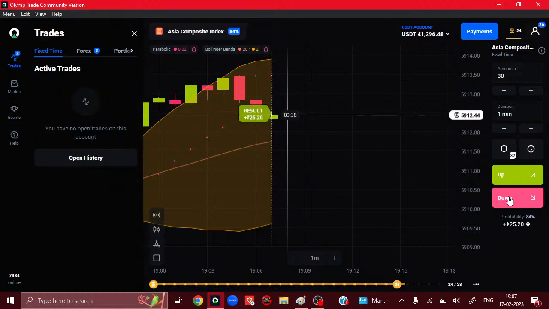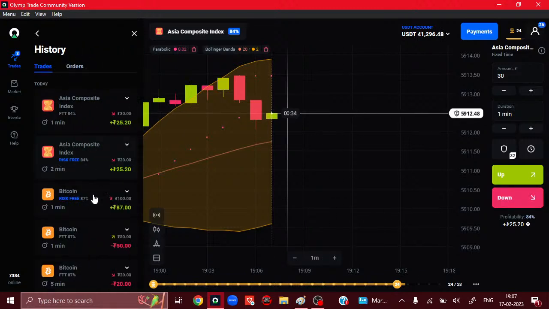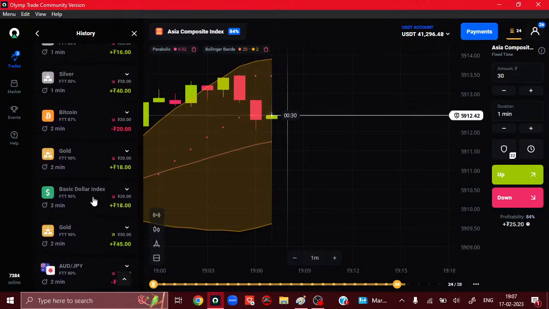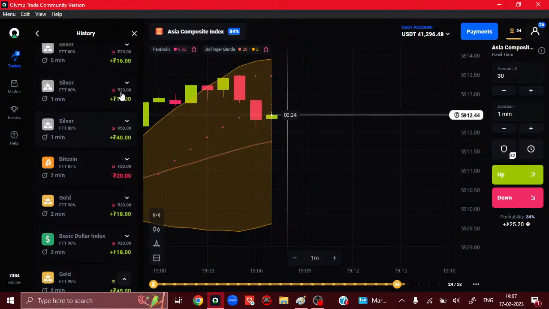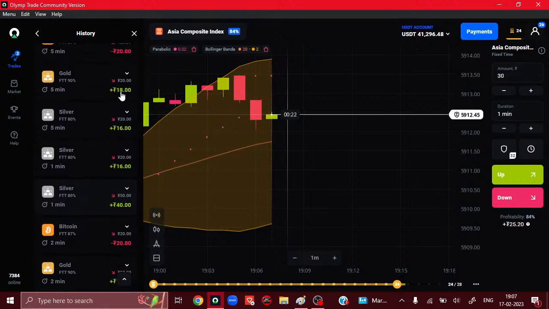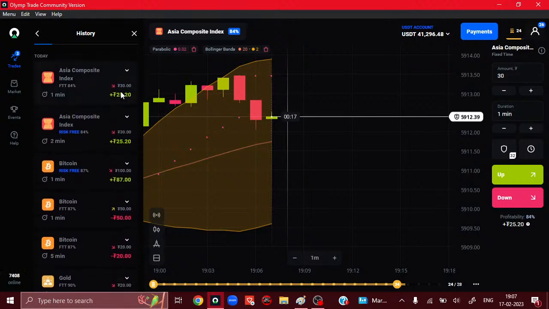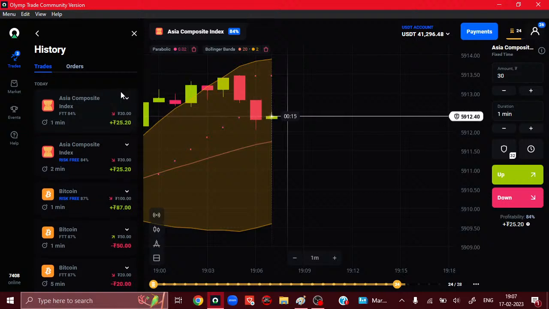So we won this trade as well. Let us now look at the history. So out of 14 trades, we managed to win 10 trades and only lost 4 trades.